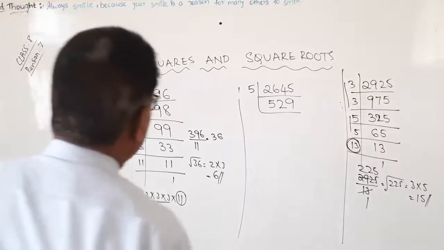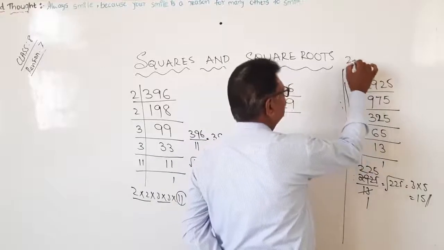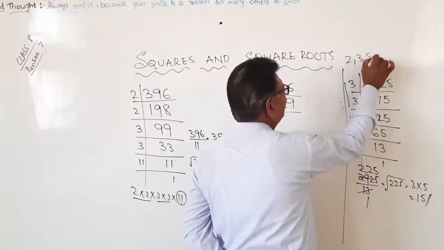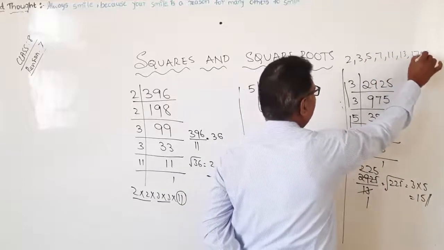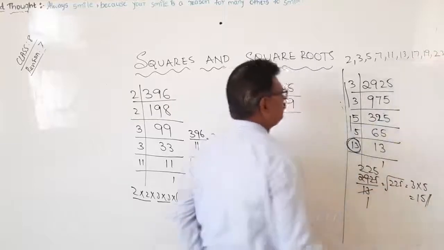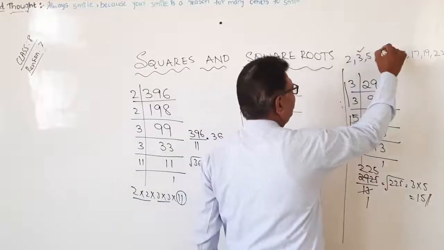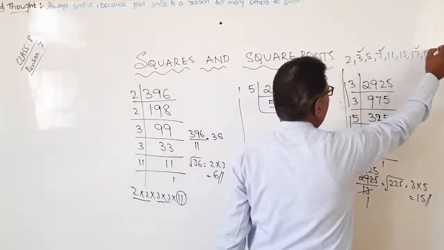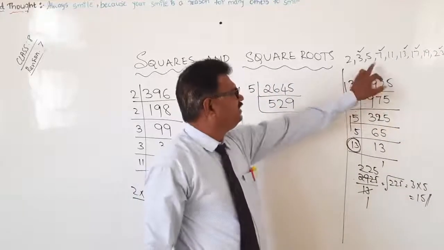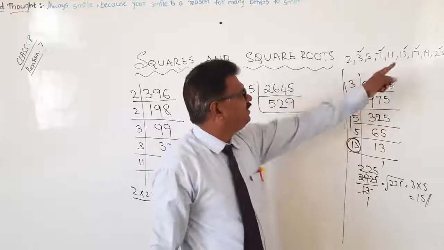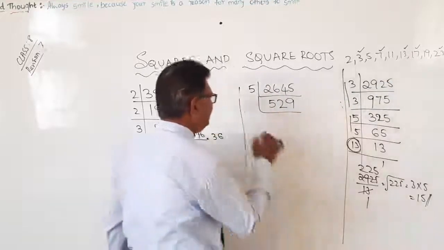Yes. If you observe 529, we have prime numbers. If you observe the prime numbers: 2, 3, 5, 7, 11, 13, 17, 19, 23. Here the last digit is 9, so there is a chance of 3 or 7 or 17 or 23 or 30. But 3 will not divide, 7 49 will not divide, 13 169 will not divide, 17 will not divide, but it will divide with 23 directly.